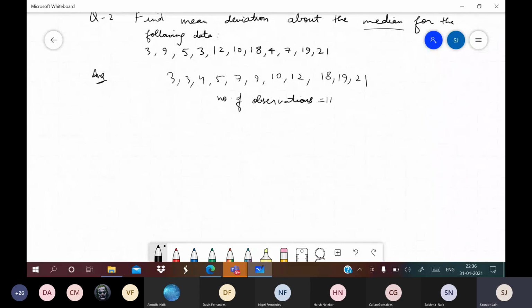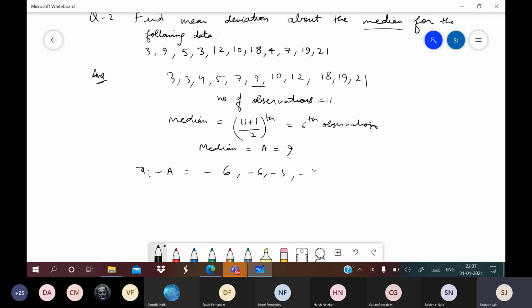So the median is the (11 plus 1) by 2th observation, that will be the 6th observation, right? What is the 6th observation? This is the 6th observation. So the median is 9. That means you have the value of A now. Now everything else is the same. We find xi minus A. Subtract 9 from each observation. Minus 6, minus 6, minus 5. I am writing the values.